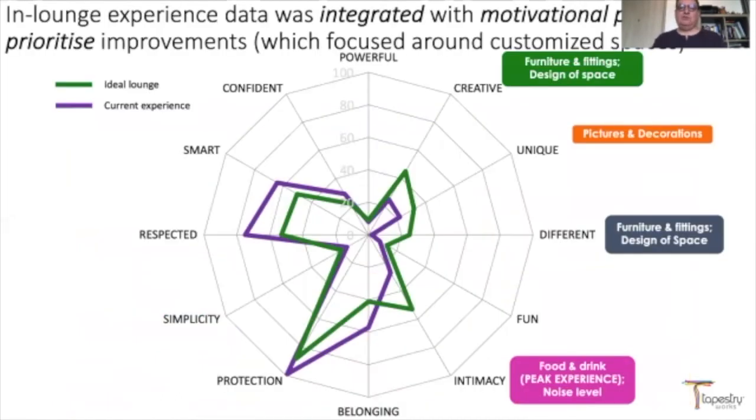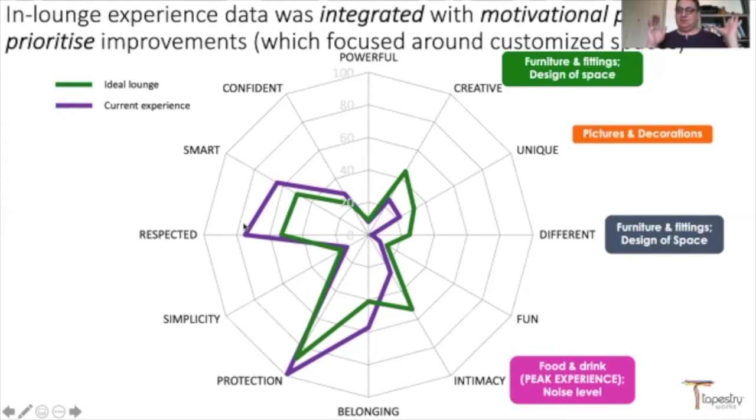So here's what we found. The ideal lounge is this green line. When they actually went into the lounge, what they experienced was this purple line. And you can see there are two or three big gaps. One is here. Although the overall shape is pretty similar, by the way, they were delivering a bit too much on these areas of control and order.